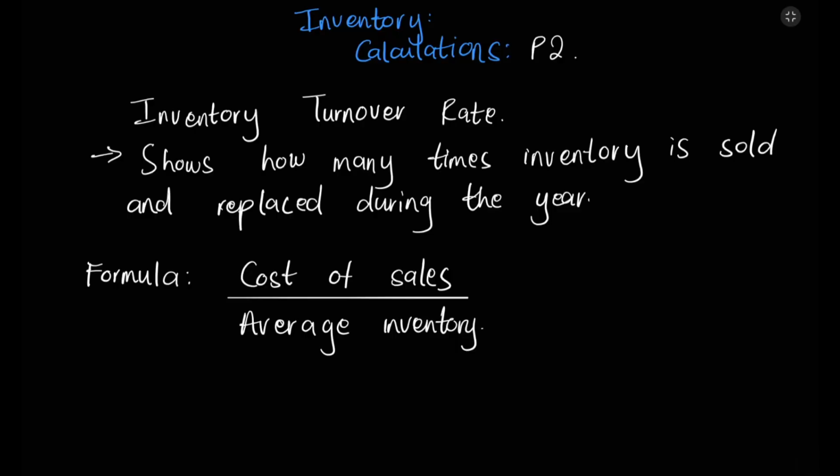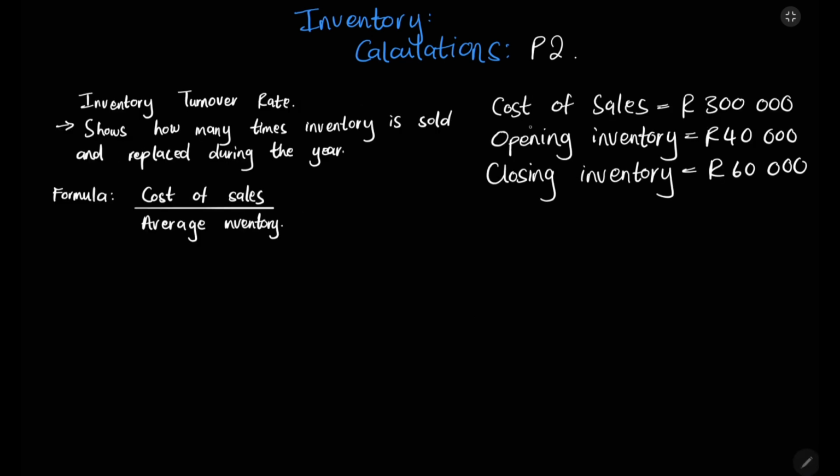Inventory turnover rate. This shows how many times inventory is sold and replaced during the financial year. The formula is cost of sales over average inventory. Now let's do an example. Let's say that we have a cost of sales as 300,000 Rand, opening inventory as 40,000 Rand, and closing inventory as 60,000 Rand. So we have cost of sales over average inventory. We already have a cost of sales, which is 300,000 Rand. We don't have to calculate it. Now let's find the average inventory.